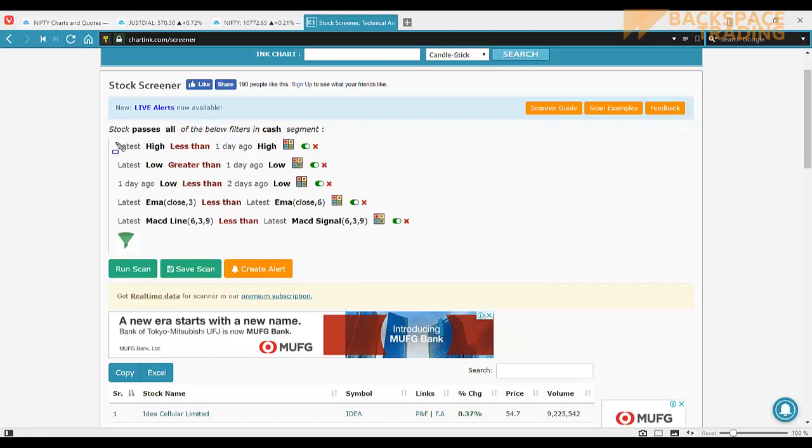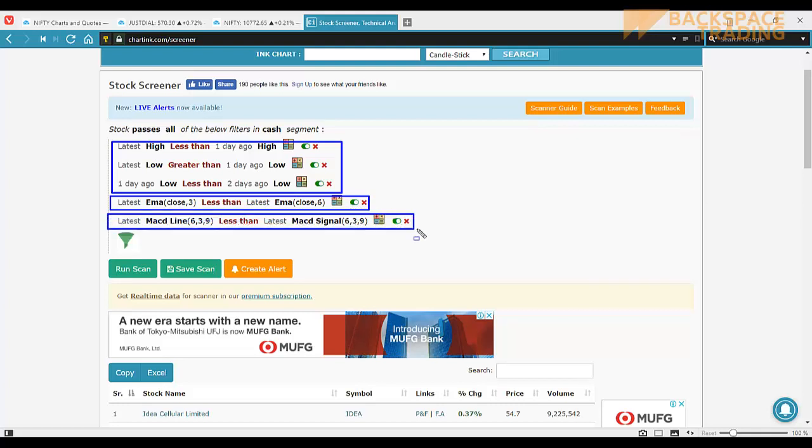I added inside bar, this 2, 3 bar, good. 3 EMA is less than 6 EMA, and MACD 36 is less than signal line 9. So that much I have done. What else can I do?